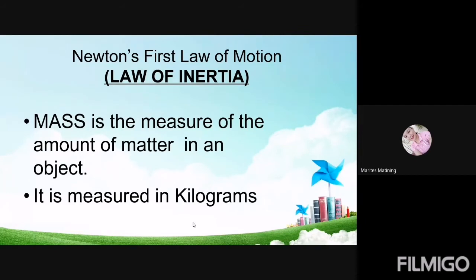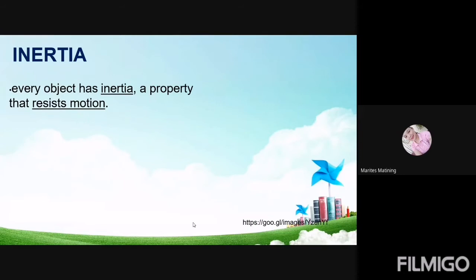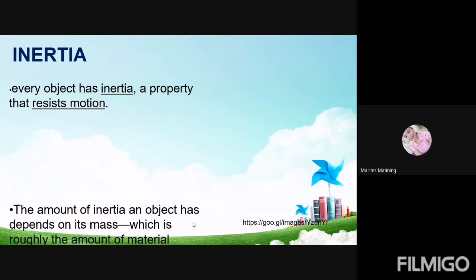Ni-review lang natin yan kasi may kinalaman yan kay inertia. Okay, so let us proceed. So when we say inertia, every object has inertia. Even the lightest object, yung pinakamagaan, meron pa rin niyang inertia. So when we say inertia, that's a property that resists motion. The property of an object to resist motion.